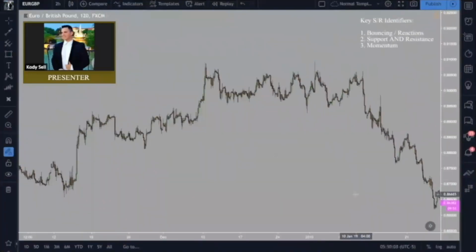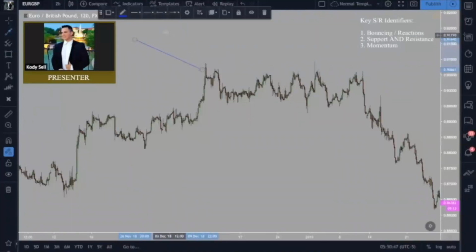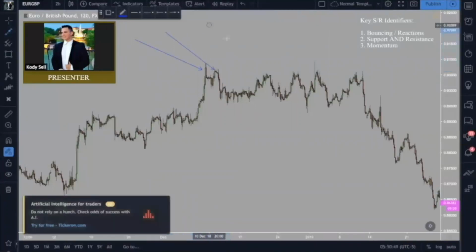All right, so here we are on the Euro Pound 2-hour time frame, and our objective is to learn how to identify support and resistance levels in the financial markets so that we can learn how to trade them and ultimately make money, put money in our pockets. So let's start at the top where we have our simplest example of a support and resistance level. Here we have a rejection. Here we have a rejection. Here we've got rejections, rejections, rejections, and rejections.